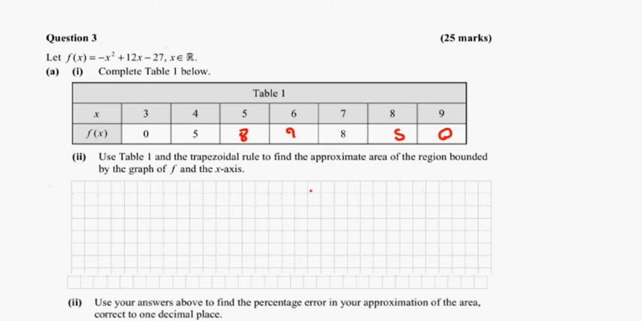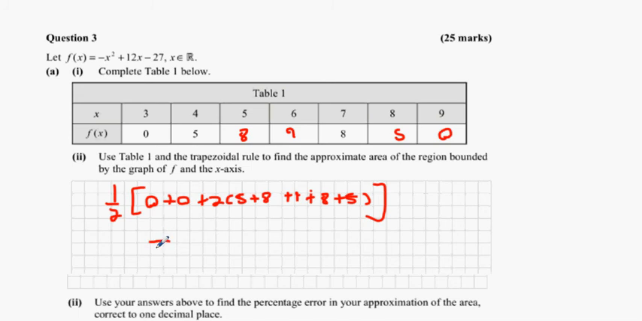So it's going to be 1 over 2. The first is 0. The last is 0. 2 times the remaining is your 5 plus your 8 plus your 9 plus your 8 plus your 5. Put it on the calculator, you're going to get 35 square units.